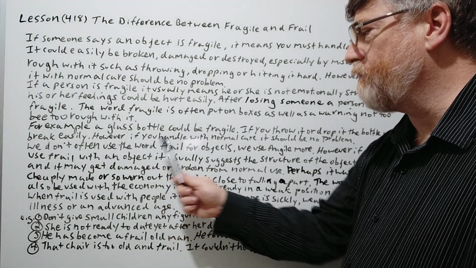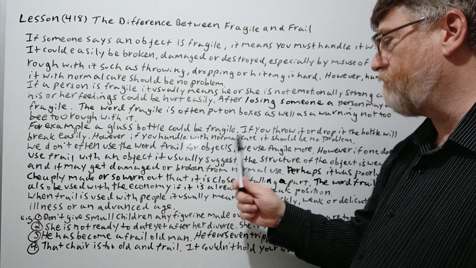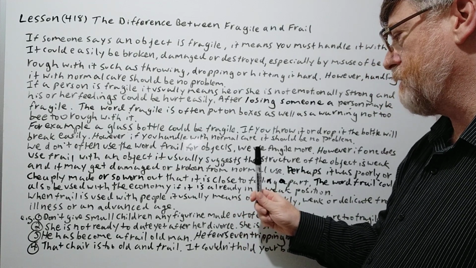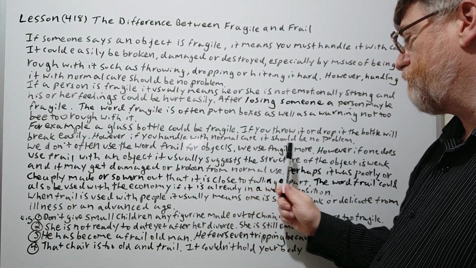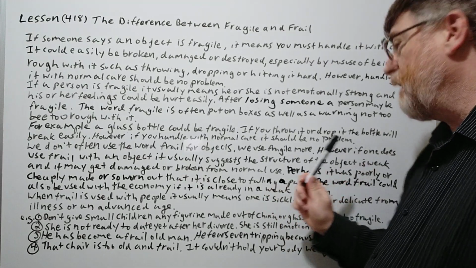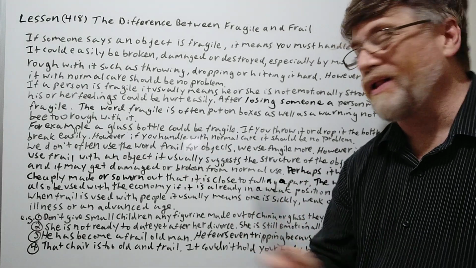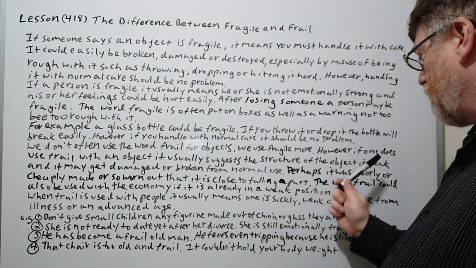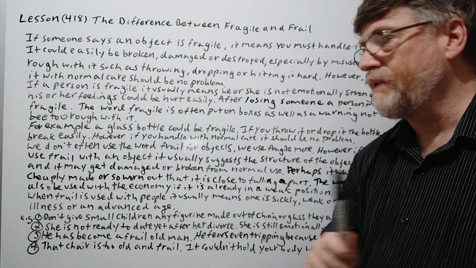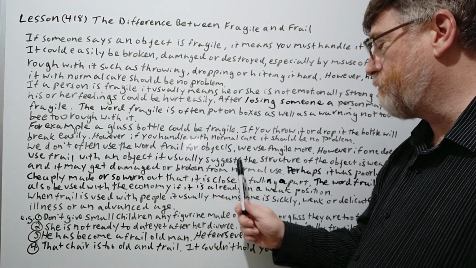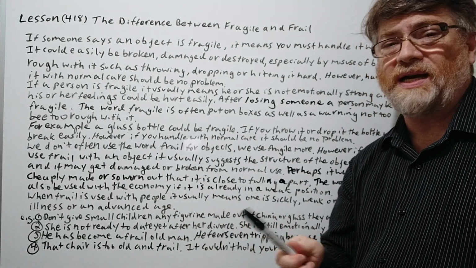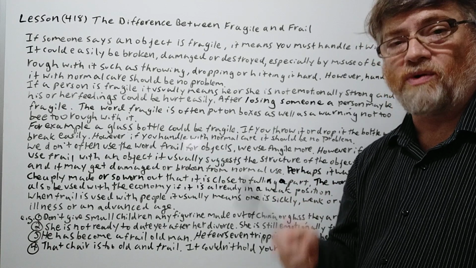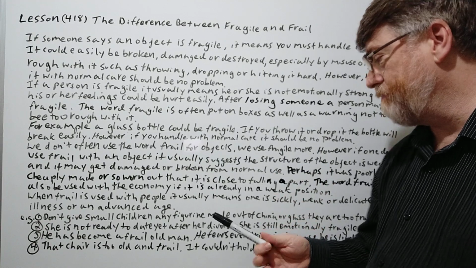Okay, we don't often use the word frail for objects. We use fragile more. However, if one does use frail with an object, it usually suggests the structure of the object is weak, and it may be damaged or broken from normal use, not necessarily rough use like throwing it or dropping it. Just the normal use, it may fall apart.